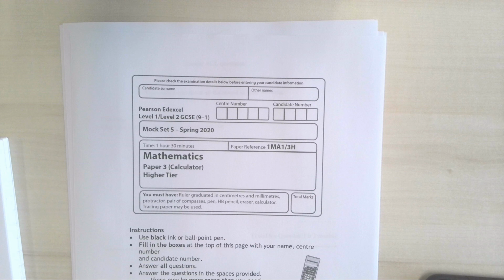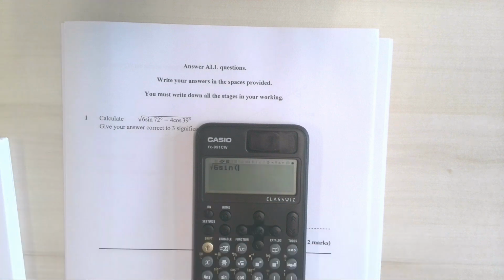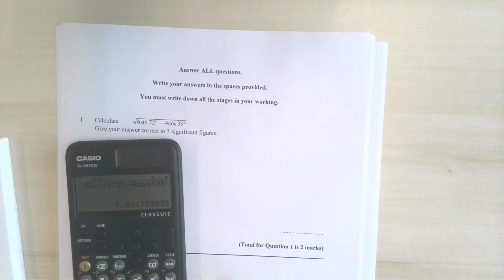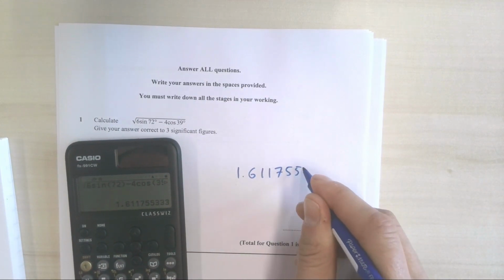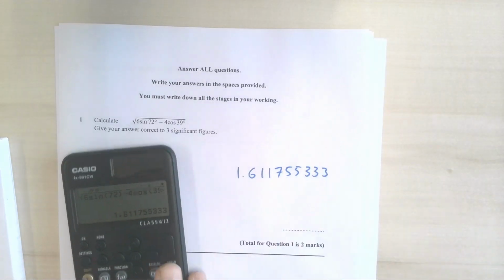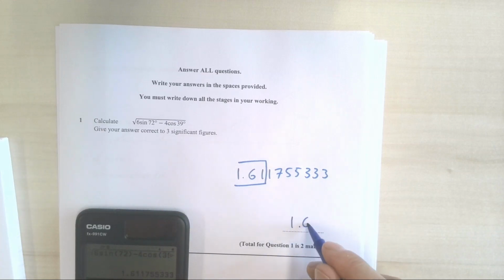Alright, first question, nice straightforward. You just got to type this into your calc. So we got to do square root of all the stuff they say. 6 sine 72, close the bracket, subtract 4 cos 39, close that, it's all good. Write down the whole thing first is my recommendation, and then read the question, 3 significant figures, so we're going to go 1.61.